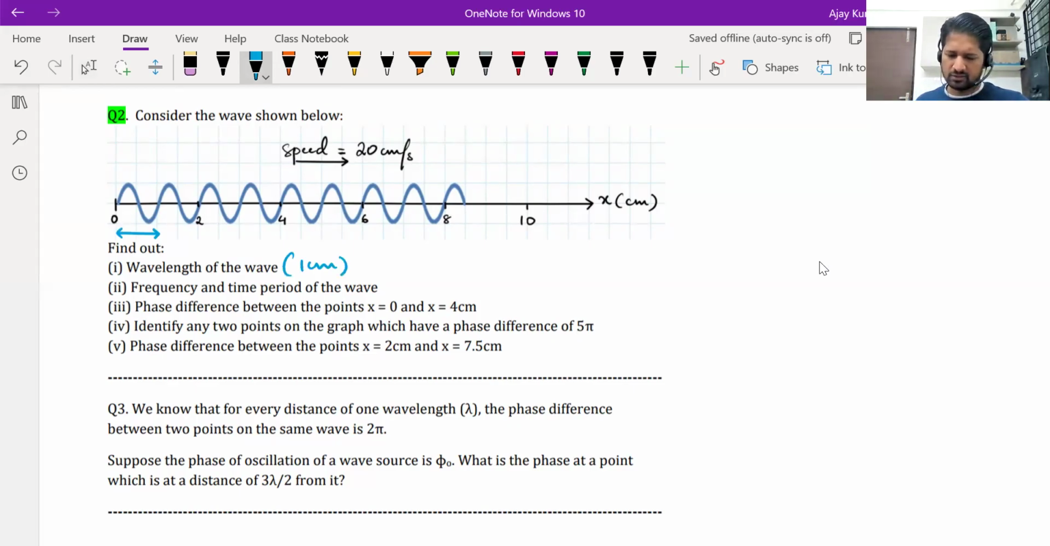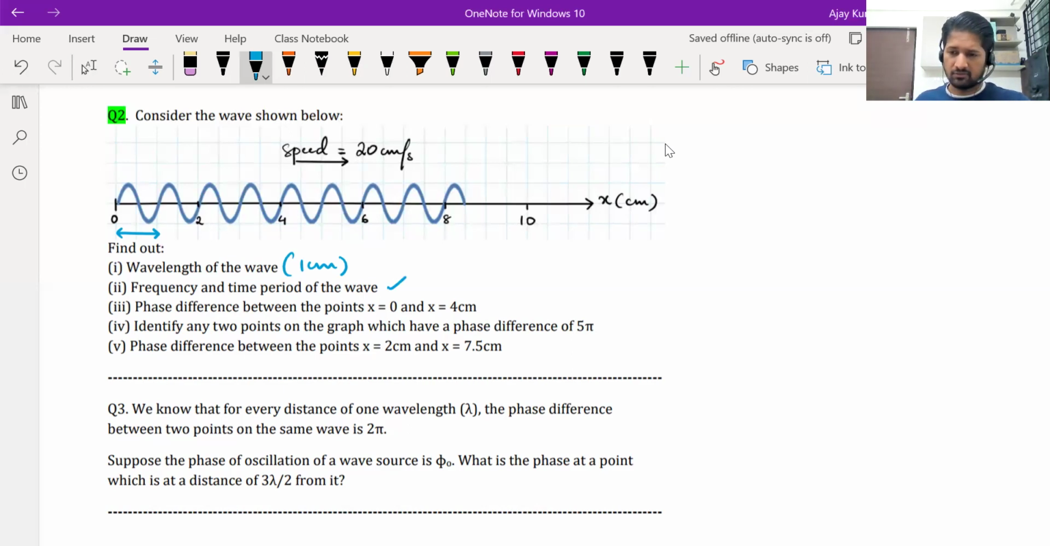And you know the speed, you know the wavelength. How to calculate frequency? How are they related? What is the formula relating speed, wavelength, and frequency? V is equal to f lambda, so f becomes V by lambda. That's fine, you can get it.